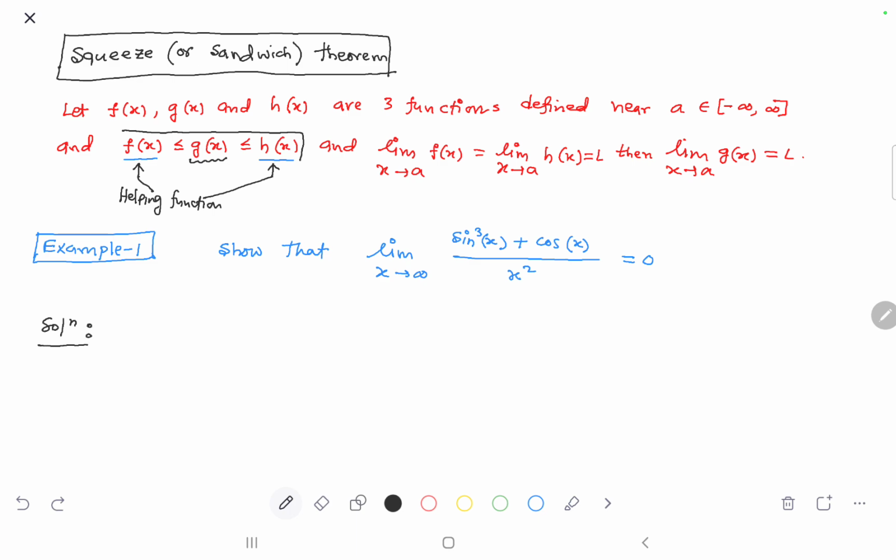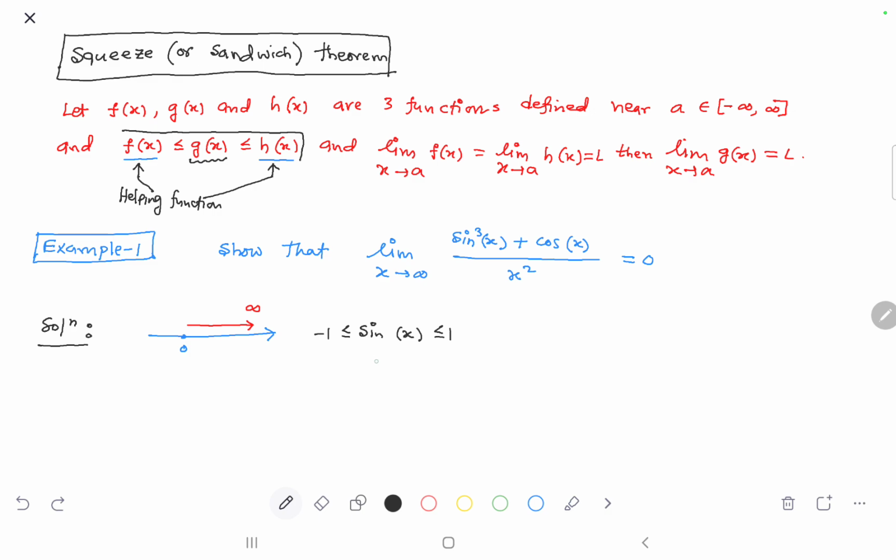Just carefully observe what we are doing here. We are interested in the limit as x tends to infinity. This means x takes very large values. We are going to the infinity side, here from the origin, tending to infinity this way. So let me develop the inequality here. The function sin x value is always between -1 and 1.